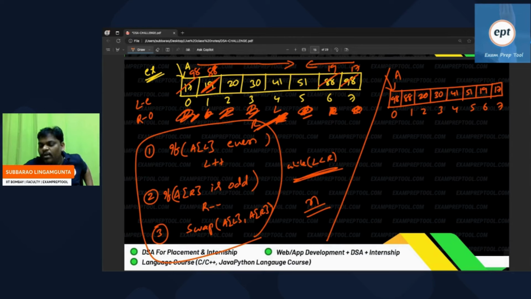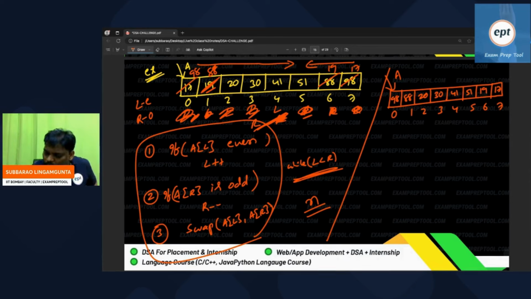According to your requirement, you just do a partition. What is the partition? Even people should go to the left side, odd people should go to the right side. Left side means towards L, right side means towards R. I manage two variables, which is also called two pointers. Using two pointers, I have done it. But remember, our goal is even positions with even people, odd positions with odd people. That is our goal, please remember.